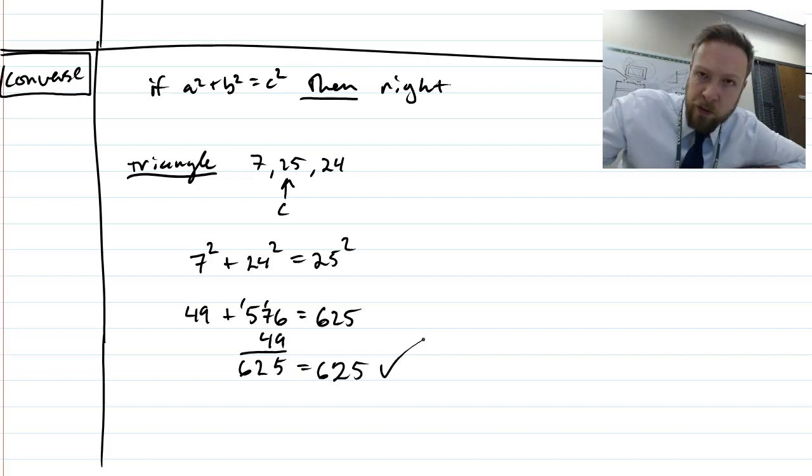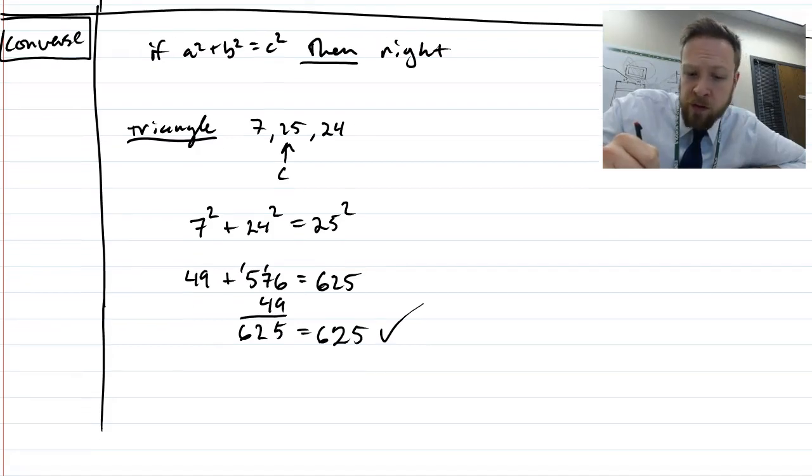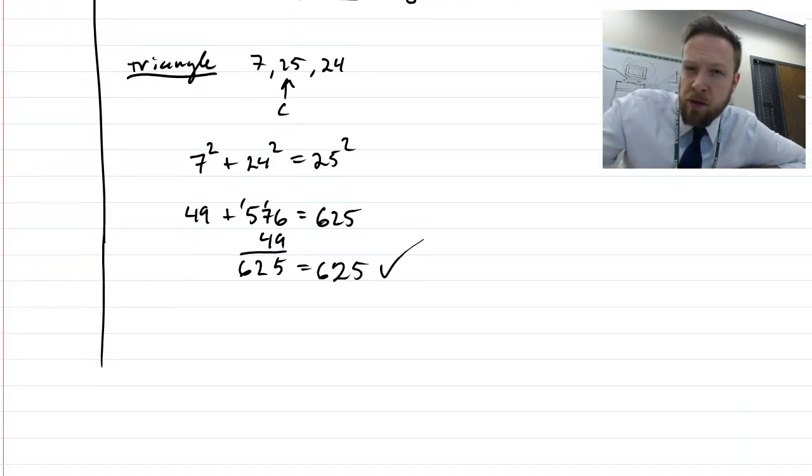If they don't equal each other, then you know it's not a right triangle, obviously, but we'll go over tomorrow how to tell if it's acute or obtuse.